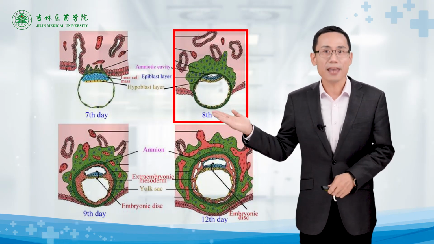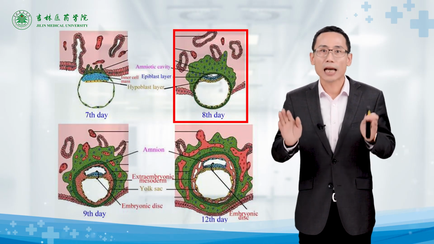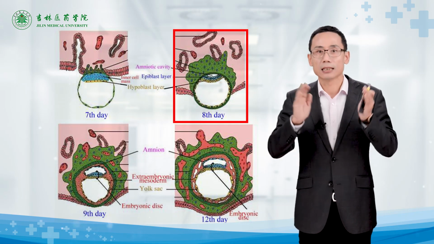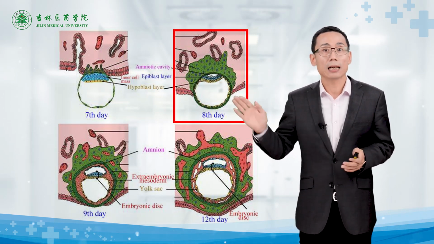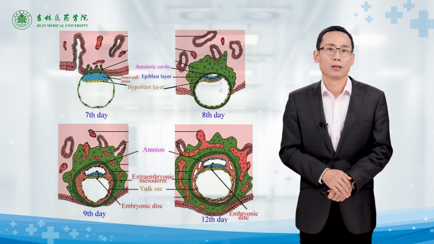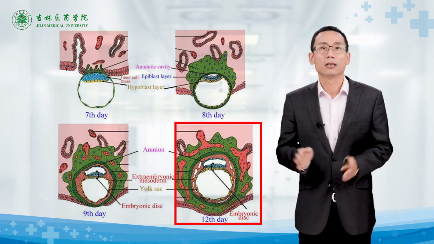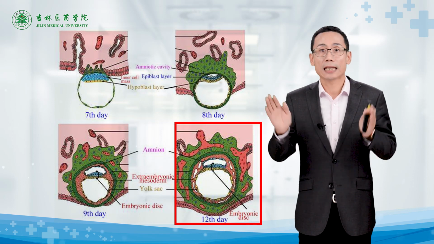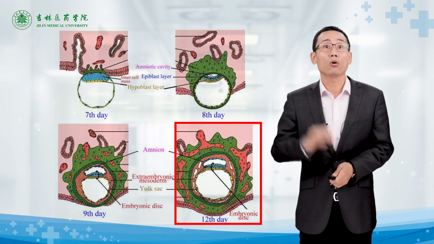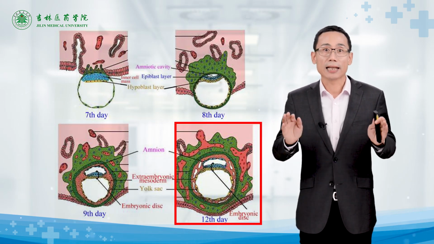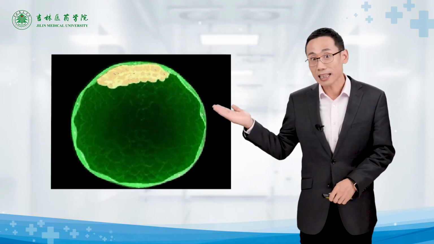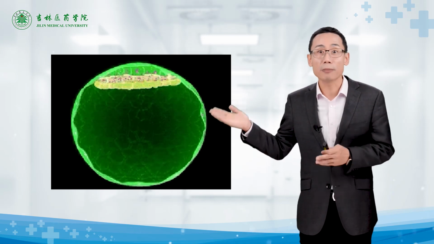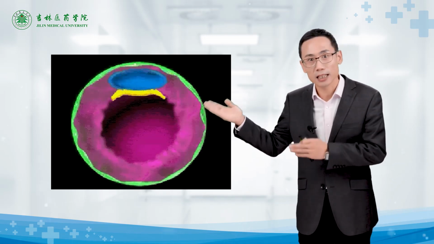Look at the 8th day. A small cavity between the epiblast and the cytotrophoblast, the amniotic cavity, is shown in the pink letters. On the 12th day, you can see the amniotic sac and yolk sac, two cavities, which are divided by the epiblast and hypoblast. This animation shows you the formation of the bilaminar embryonic disc.